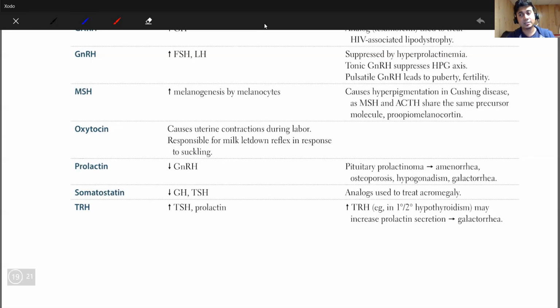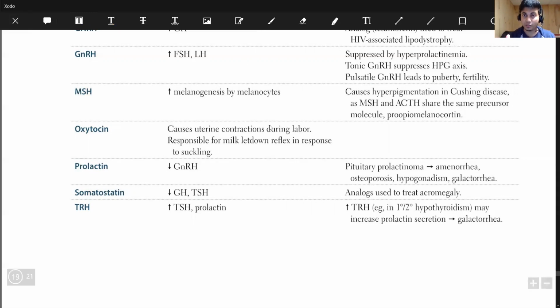Also, in Addison's disease, there is an increase in ACTH because the adrenal gland is not functioning. So there's no feedback inhibition of the ACTH. ACTH is more, and that leads to more MSH production. Don't worry, we'll discuss it again in the respective section of pathology.